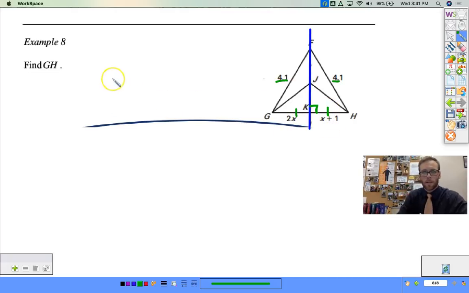What's true about 2x and x plus 1? They have to be equal, don't they? Okay. Subtract x, x equals 1. Find GH, substitute in. 2 times 1 is 2. 1 plus 1 is 2. GH is 4.